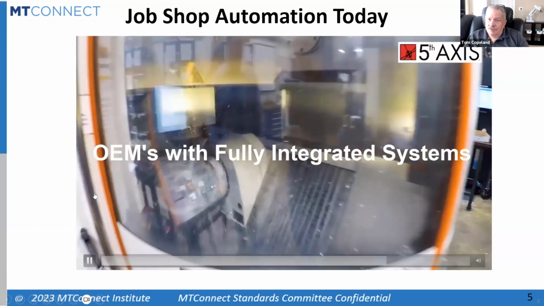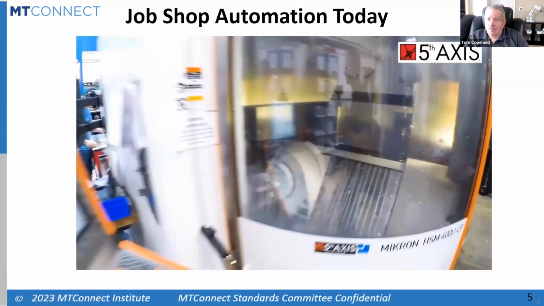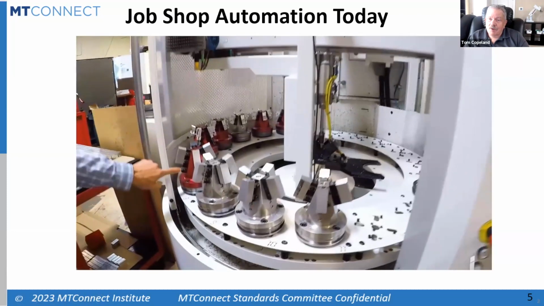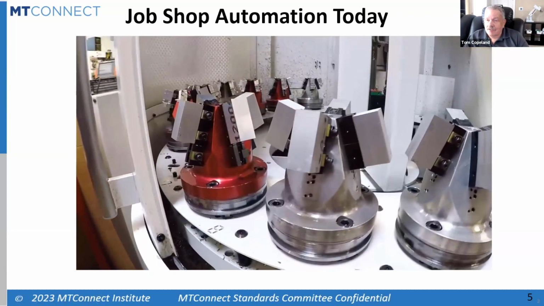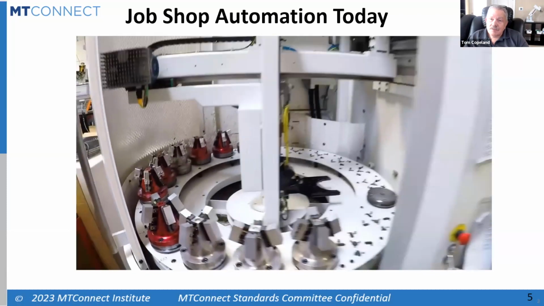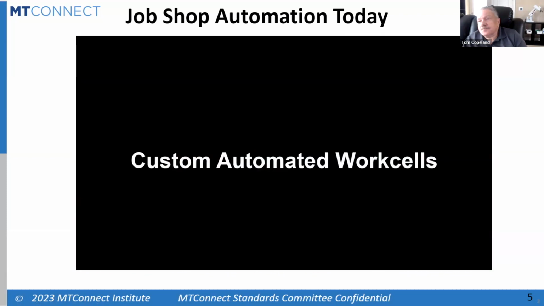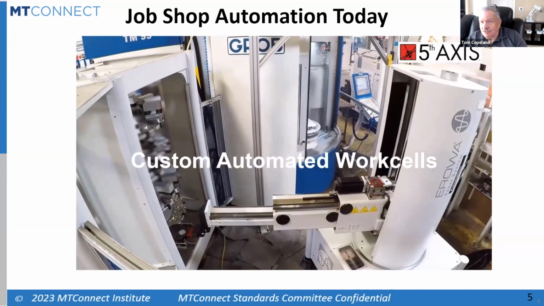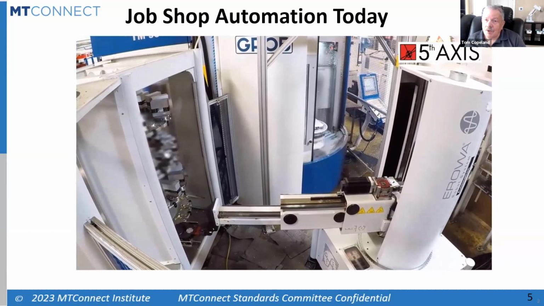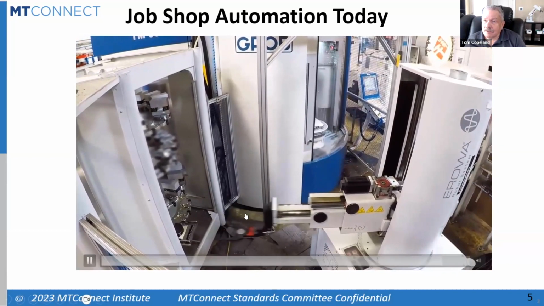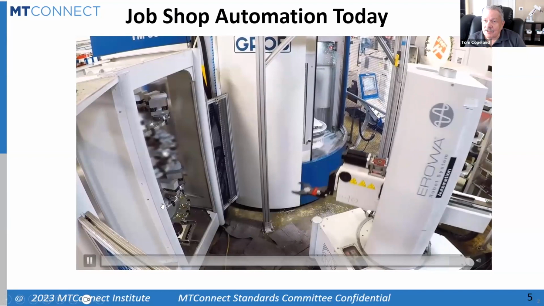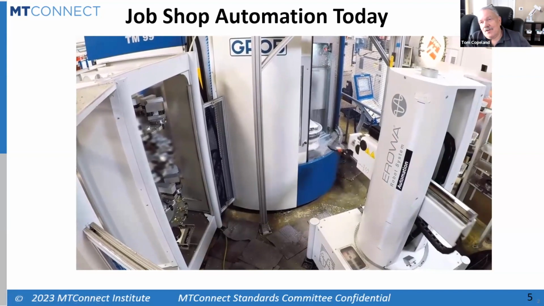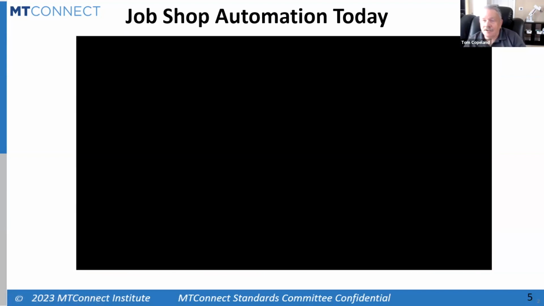The next 2 machines are from Fifth Axis down in San Diego. Here the automation is fully integrated into the machine. I think it was a Micron machine. This is a Grove machine with an Eroa pallet changer. So what I just described goes from the simplest form of automation to more or less the high end of where we are today, specifically for job shops.